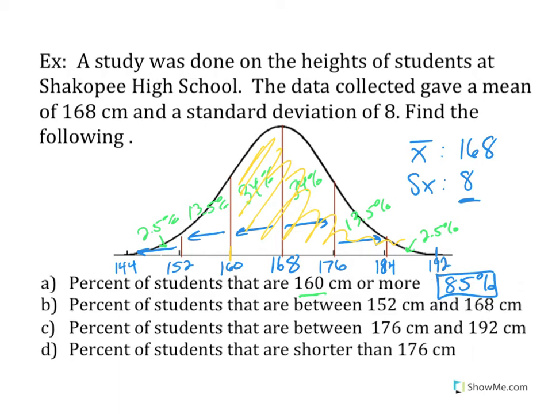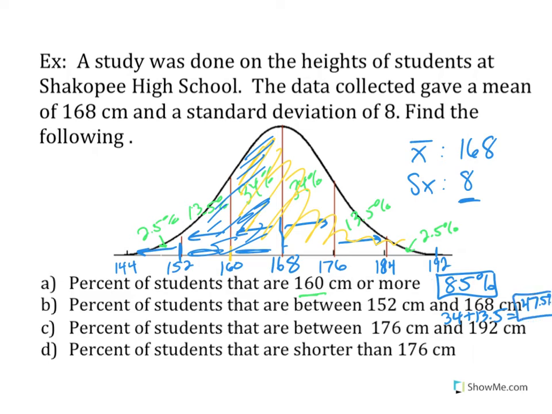Letter B says the percent that it's between 152 and 168. Well, 152 is right here, 168 is up here, so if I shade this in blue now, that would be this little sliver. That would be these two spaces. And so that would be, in this case, the 34 plus the 13.5, which together gives us 47.5%.